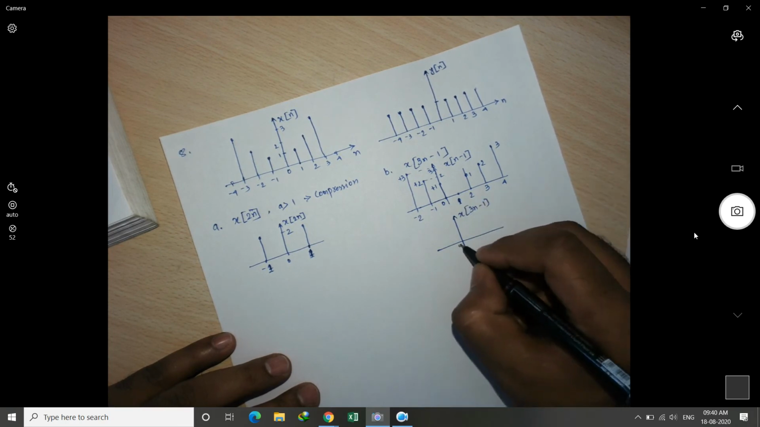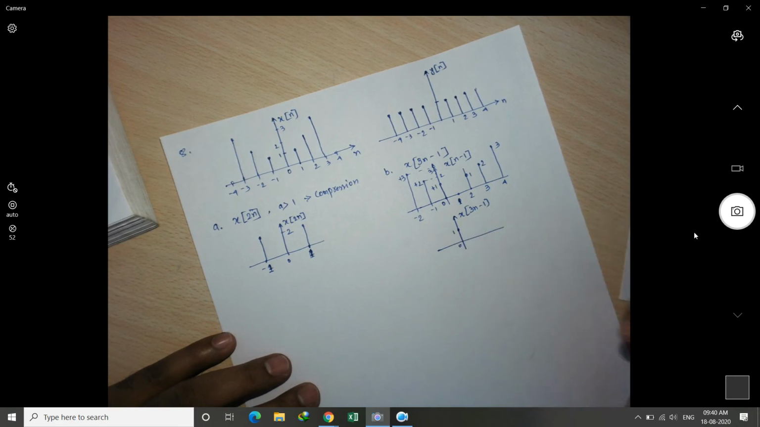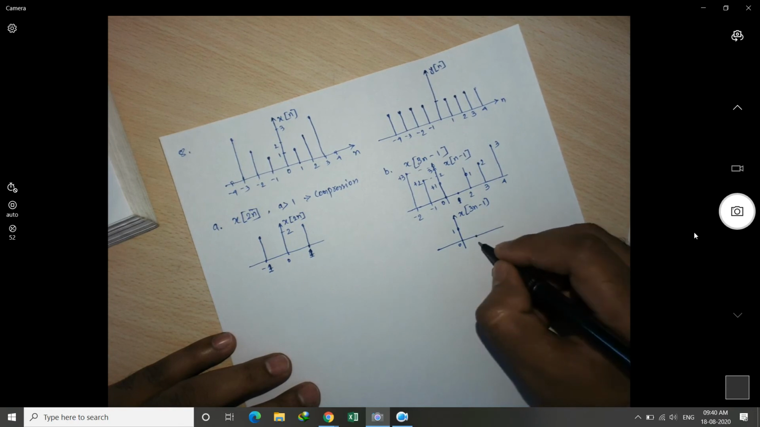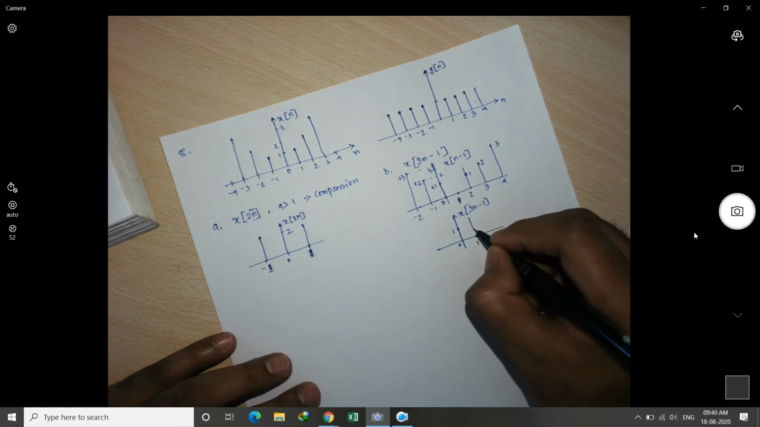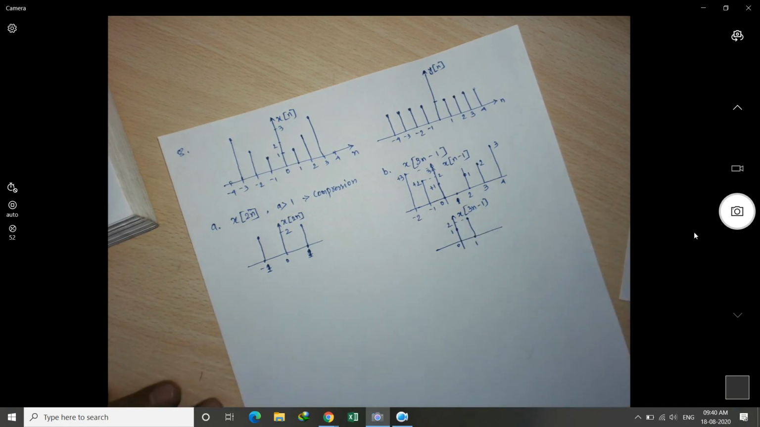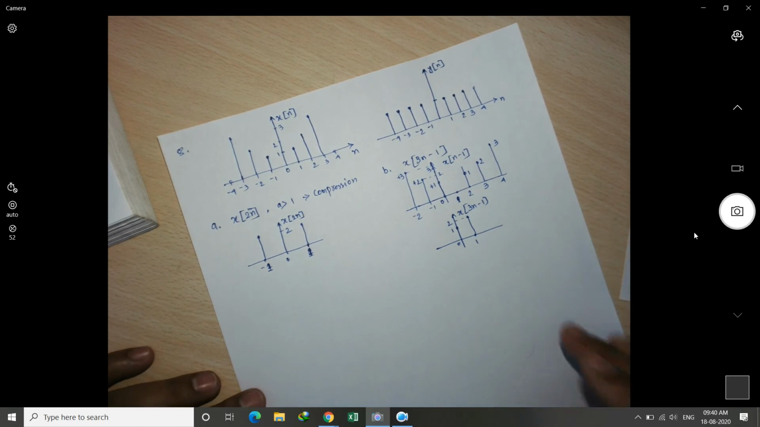So we'll take this position 0 where the amplitude will be 1, then directly this 3. So we need to take this location 1, which will have the amplitude level of 2. Fine, it is having the amplitude level of 2. So we are having only 0 and 1 location for this compressed and time shifted signal.